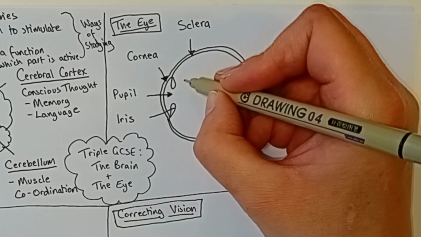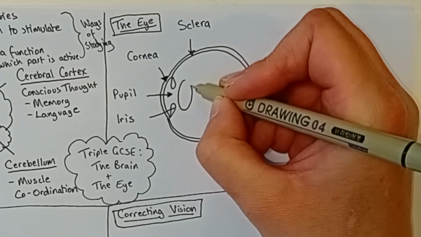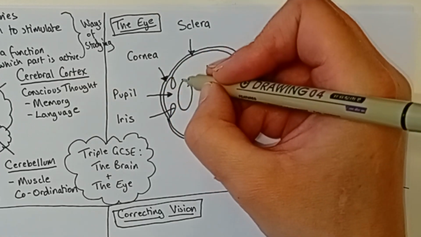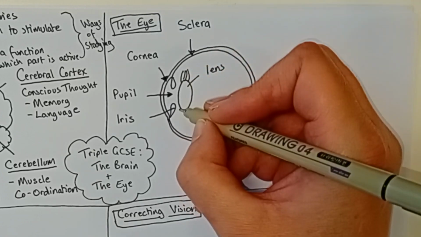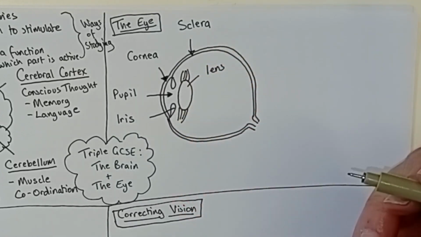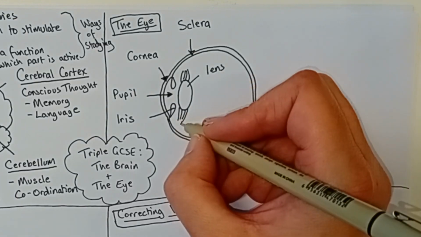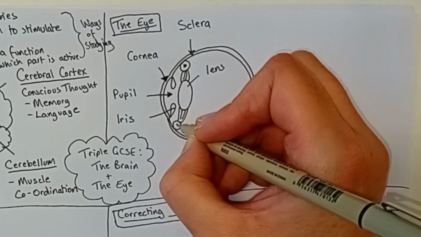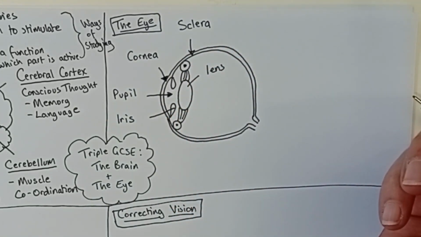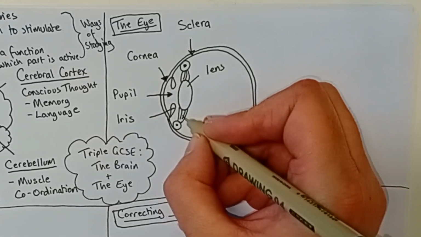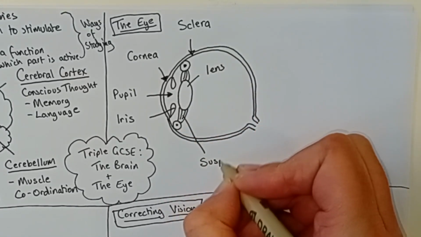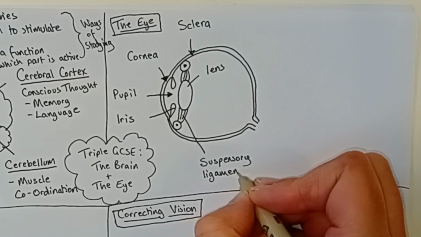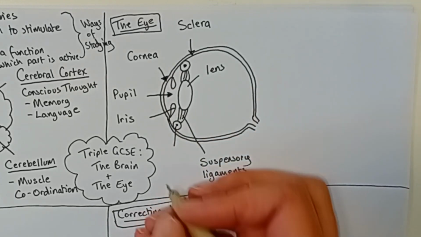Behind that then, we've got a clear sac that can change shape, called the lens. And it's held in place by sets of fine filaments called suspensory ligaments. And they in turn are attached to another circular muscle called the ciliary muscle or ciliary body. So these are the suspensory ligaments. This is the ciliary muscle.